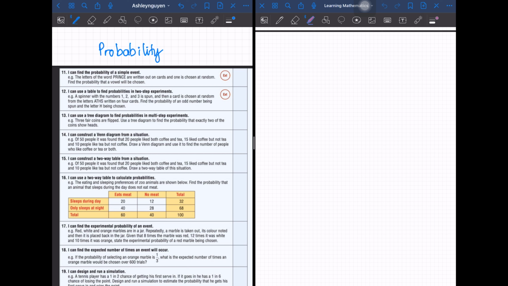Number 1 here. The letters of the word PRINCE are written on cards and one is chosen at random. Find the probability that a vowel will be chosen. So start with number 11. So the word PRINCE. Simple outcome is P-R-I-N-C-E.